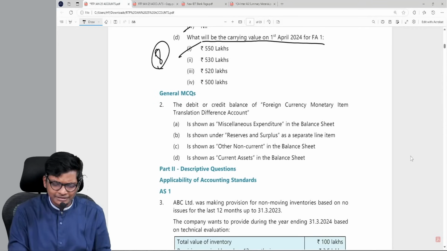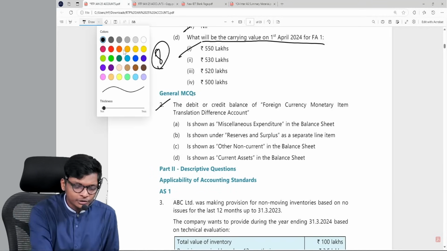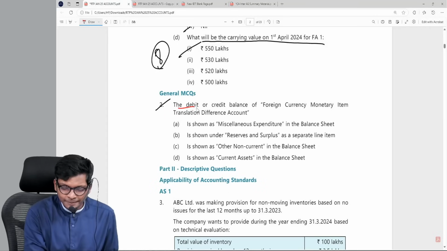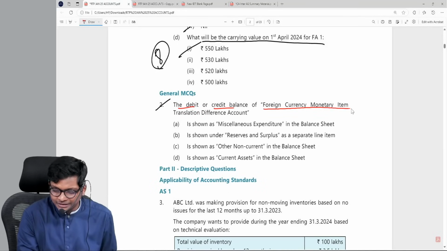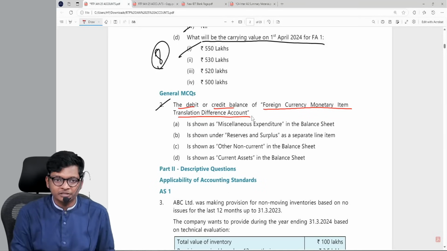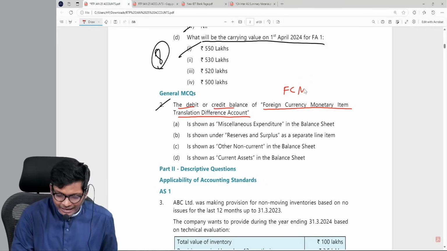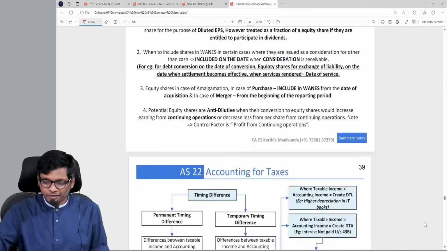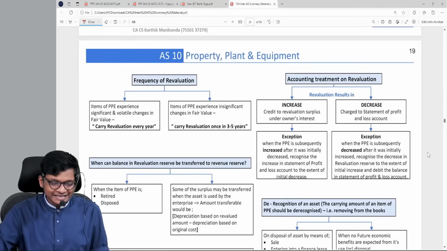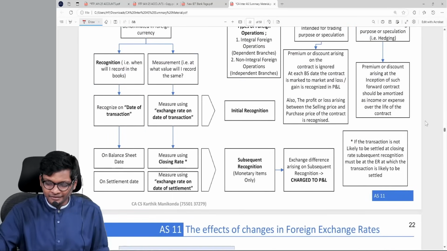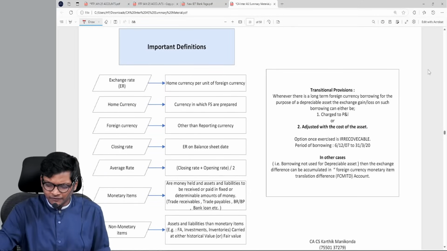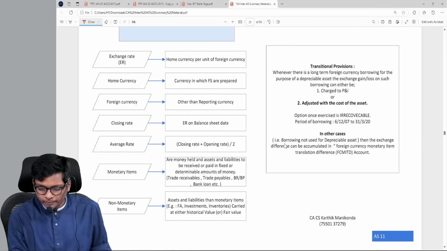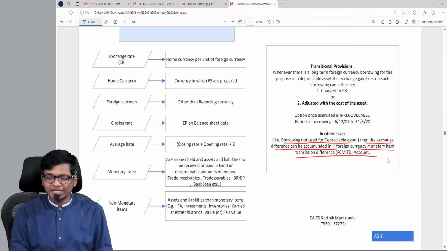Okay. Second MCQ. Small MCQ, 1 mark MCQ. The debit or credit balance of the foreign currency monetary item translation difference account. FCMTD account. Sir, I don't know what this account is, sir. You didn't study it, sir. This comes in AS11. In AS11, we will discuss in our class, or wherever you studied, this will be there. Borrowings, then the difference will be taken into the FCMTD account.